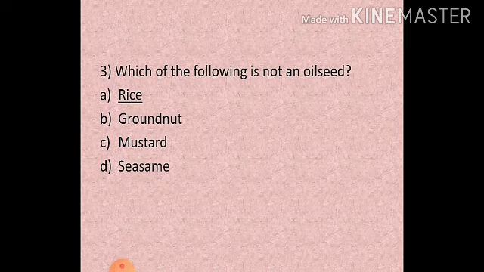So we have to say which of these is not an oil seed. Here groundnut, mustard and sesame, these three are oil seeds because they release oil. But rice, option A, is a cereal, right? So our answer is A, rice. Please write it down in your book.